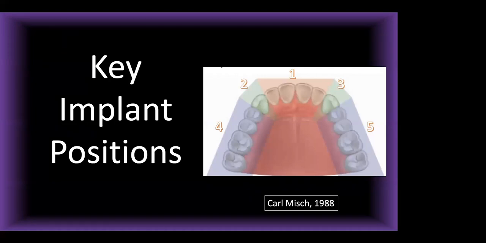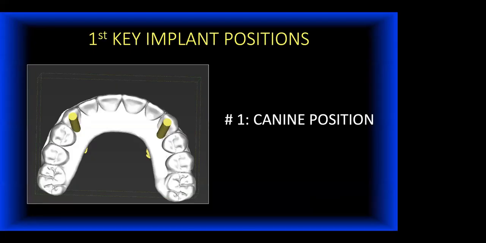So if you follow Dr. Carl Misch's key implant positions, we know that we always want implants in the cuspid. We know we want them in the posterior and then sometimes in the anterior. So let's look at these key implant positions and let's go through them one at a time. The first key implant position is the canine. We always want implants in the canine area for a fixed prosthesis.